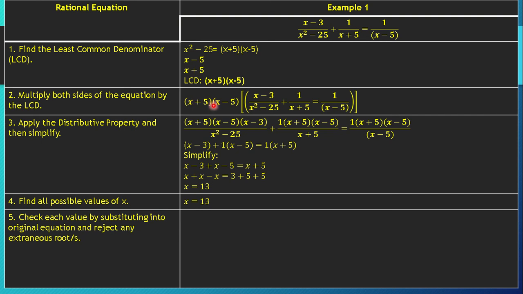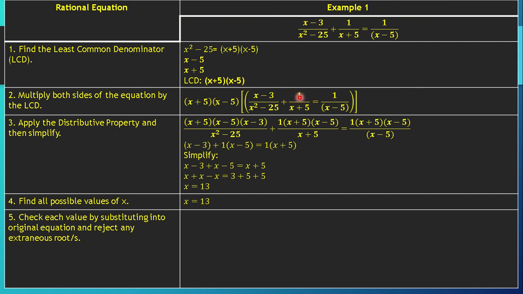So, i-distribute natin itong LCD natin dito sa bawat expression na nasa equation. So, x plus 5, x minus 5 times the numerator of the first fraction is quantity x plus 5, quantity x minus 5, quantity x minus 3 divided by x squared minus 25. Next, i-multiply ulit natin itong LCD dito naman sa pangalawang fraction.